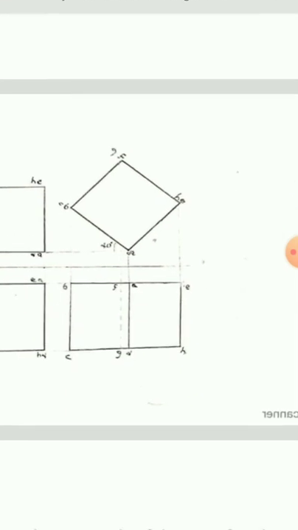We can mark the points A, B, C, D, E, F, G, H, and from the front view you can see a triangle only. When you tilt it, from the top view you can see a somewhat different image, so you can mention the points as well.